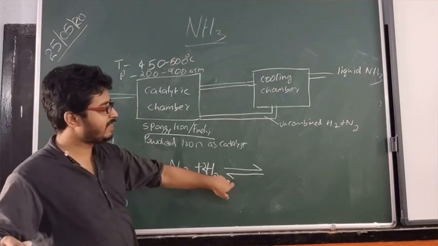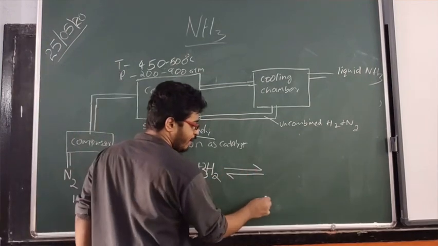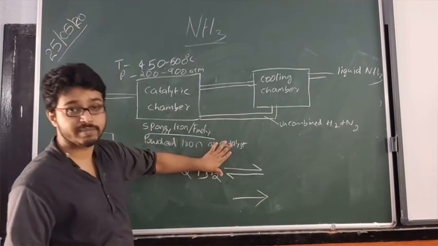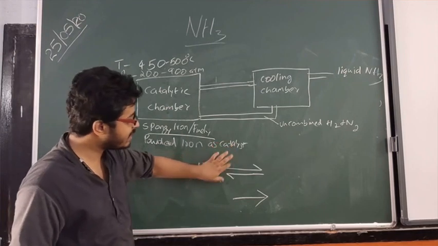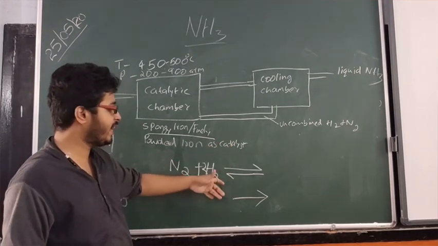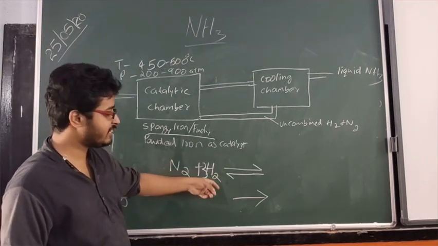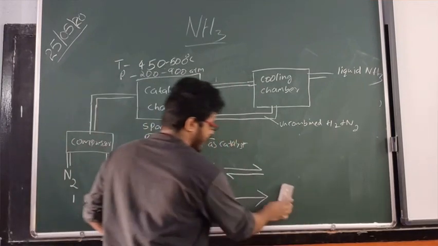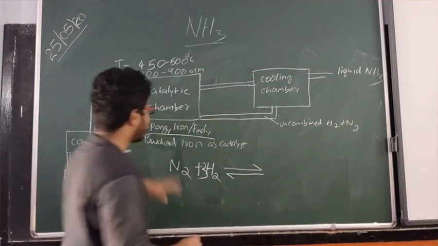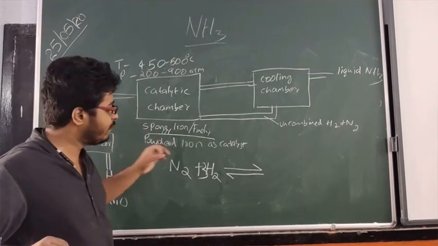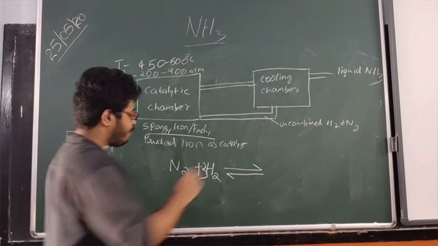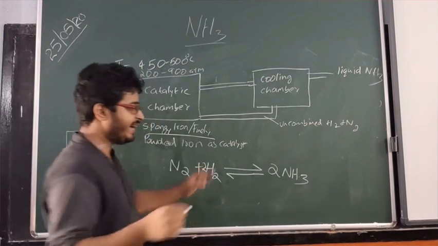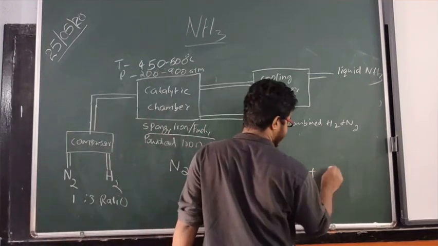So what do we mean by this? What is the difference between this half-headed arrow and a double-headed arrow? A half-headed arrow indicates a reversible reaction, and a double-headed arrow indicates an irreversible reaction. The reaction inside the catalytic chamber is a reversible reaction, and the product formed is NH3. There is no other byproduct, and there is one more thing happening here.